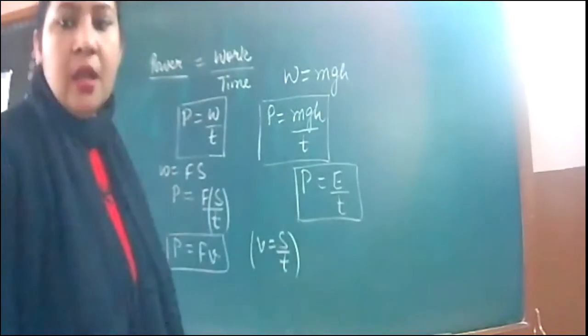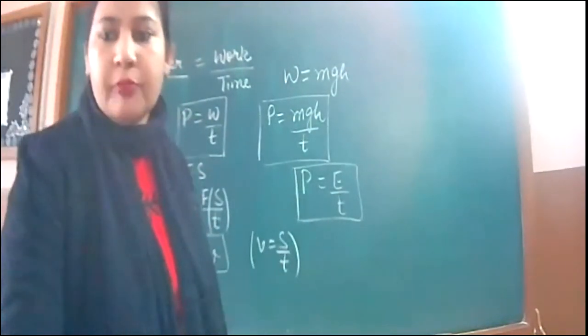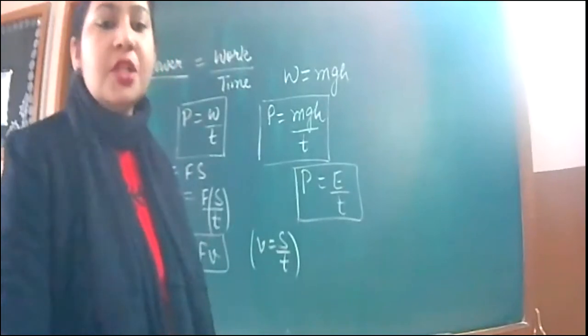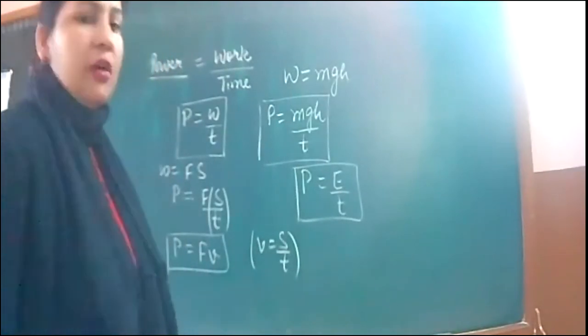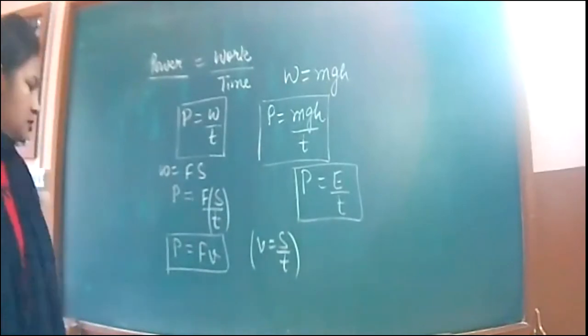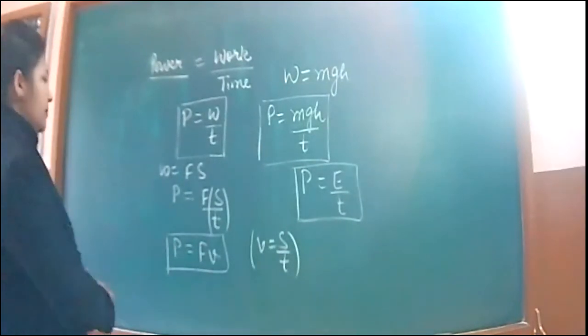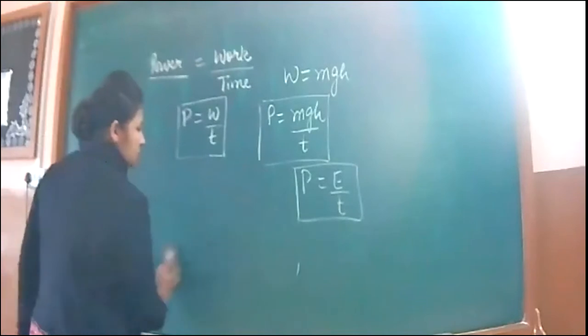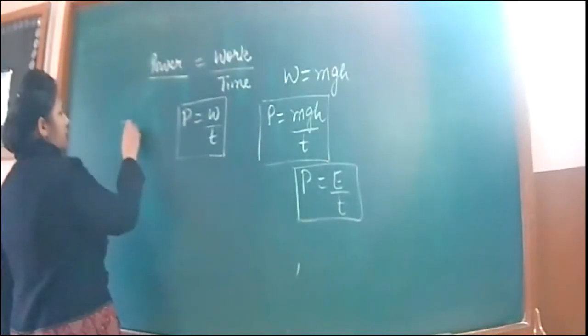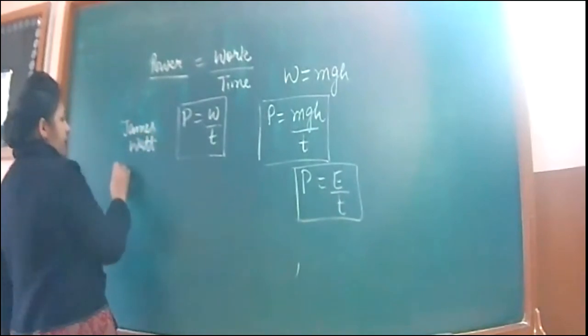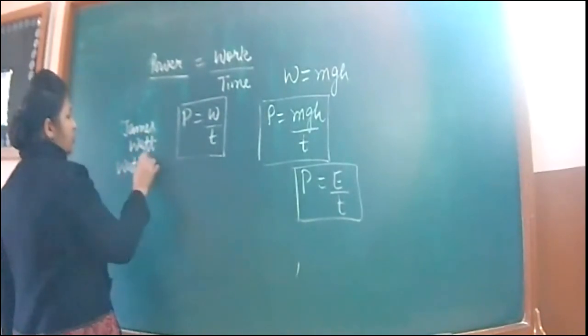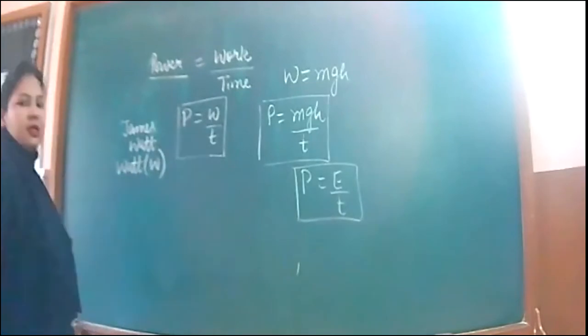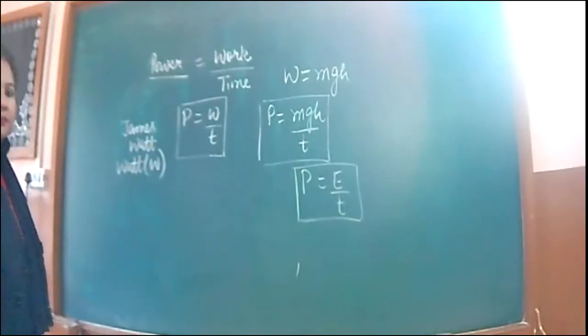Okay. Now let's come to the SI unit of power. After Sir James Watt, the SI unit of power was named, that is called watt. It is denoted by capital W only. So watt is the SI unit of power.